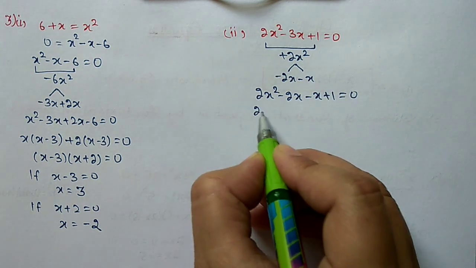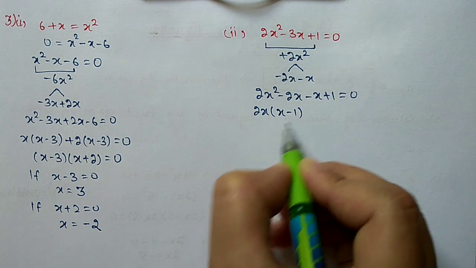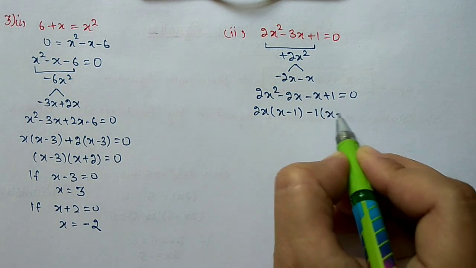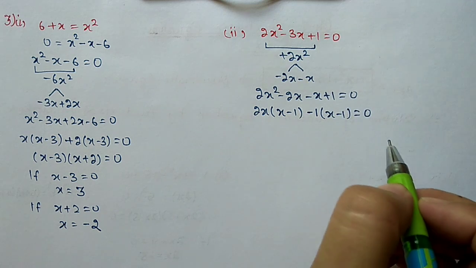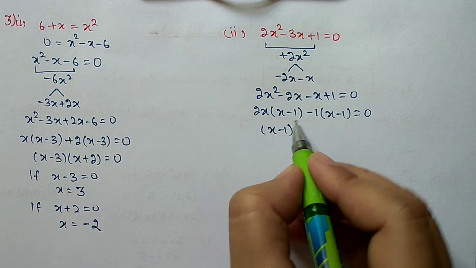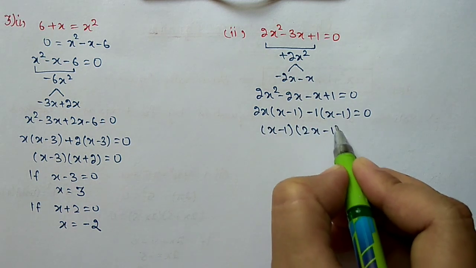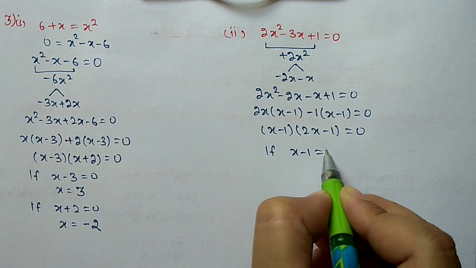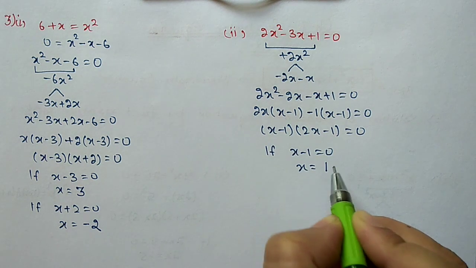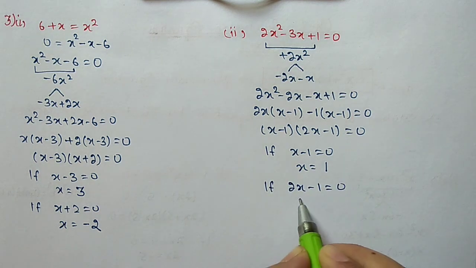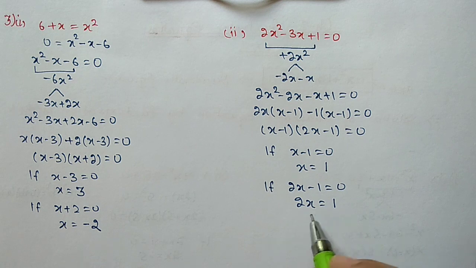From the first two, 2x we can take out common, x minus 1 will be inside the bracket. From the last two, minus 1 we can take out common, x minus 1 will be inside the bracket. So we have x minus 1 and another bracket 2x minus 1 equal to 0. If x minus 1 is 0, in that case x value will be 1. And if 2x minus 1 is equal to 0, in that case 2x is equal to 1 and x is equal to 1 by 2.